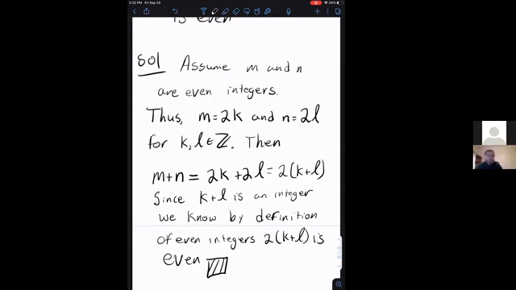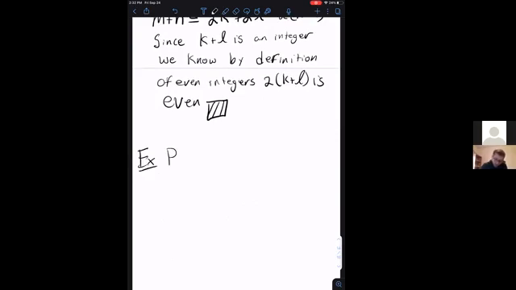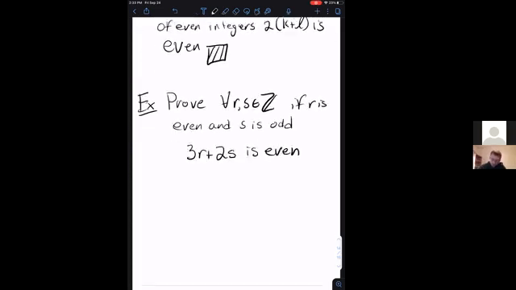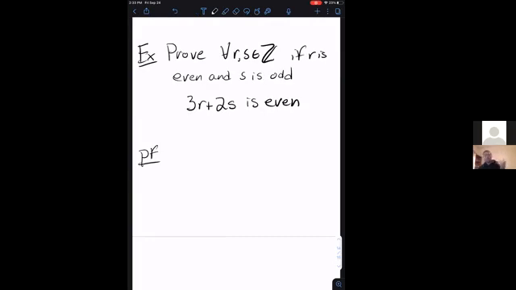We could do another example here. But what I want you to do is, I'm going to write the theorem out. I want you then to pause the video and do the proof. Then unpause the video and double check to make sure we're writing the same thing. Okay, let's do another example. Prove for all integers R and S, if R is even and S is odd, then 3R plus 2S is even. That's what I want to show. So pause the video, try to do the proof. I'm going to start writing it, or you can try to follow along with me, whatever you want to do.